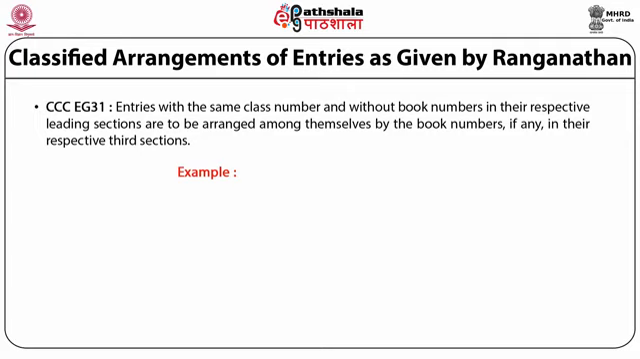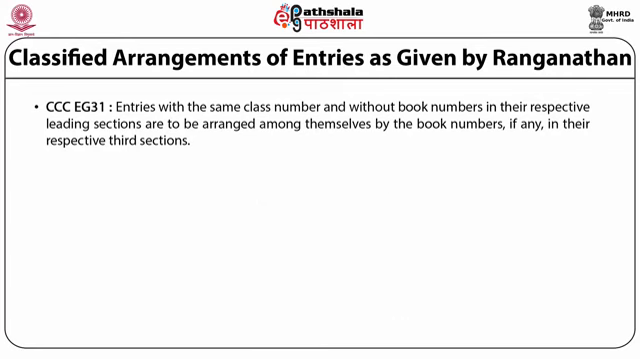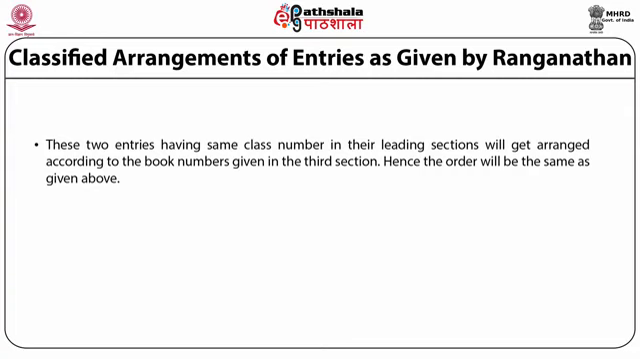In the first catalog card, in the leading section, only the class number is given, and the third section contains the class number plus the book number, both. In the second catalog card, in the leading section there is only the same class number as in the first card, and in the third section the class number plus book number are both shown. These two entries having the same class number in their leading sections will get arranged according to the book numbers given in their third section. Hence, the order will be the same as given above.